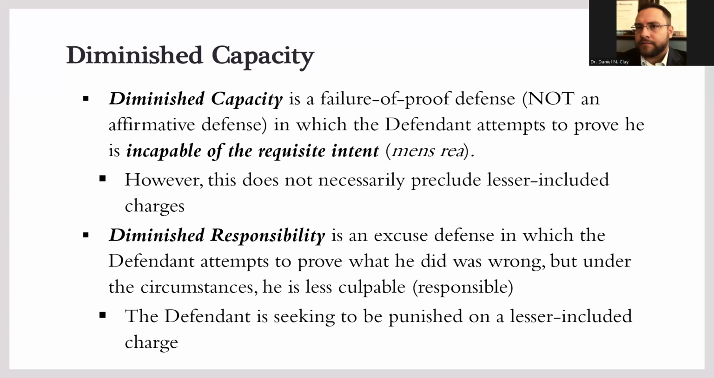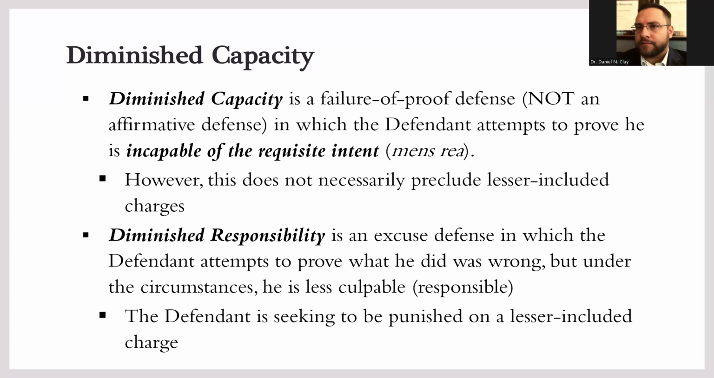But compare that to diminished responsibility. Whereas diminished capacity is failure proof, you get to go home because you say, hey, it's impossible for the prosecution to prove that I met the requisite mental intent because I have this medical condition or I have this intellectual disability. Compare that to diminished responsibility, in which the defendant is trying to prove, right, that they're less responsible, they're less culpable for their crime. And here we're talking about sentencing. Diminished capacity, you get to go home. Diminished responsibility is insanity. You try to prove it, but maybe you don't meet the full requirements. But, right, you might be seeking a lesser punishment, or getting punished on a lesser included charge.